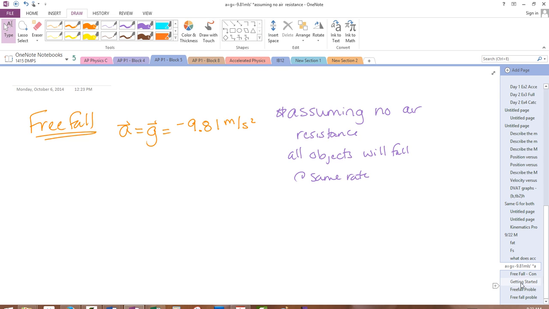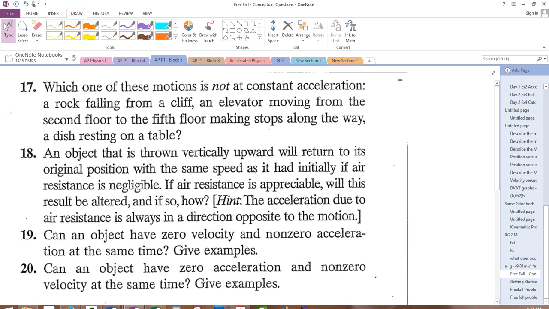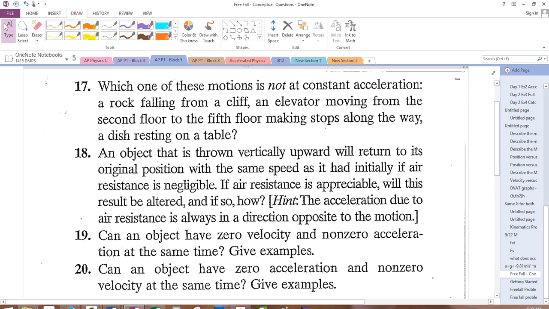So I want to look at a few conceptual questions. I'm going to give you a couple of moments to look at these by yourself, and then we'll discuss them with our partners. So take a look first by yourself.